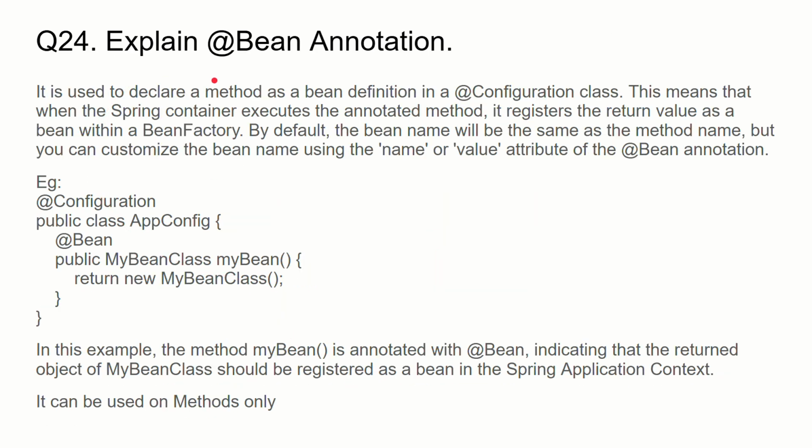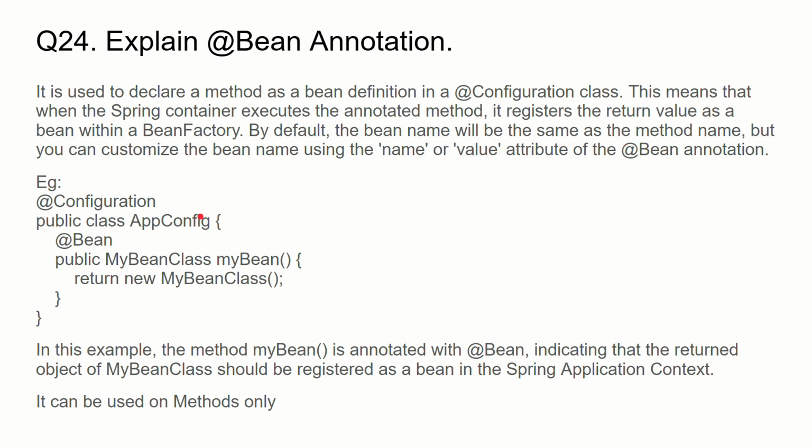Now explain the @Bean annotation. This can also be asked. It is used to declare a method as a bean definition in a configuration class. This we have already seen in the earlier slide. This means that when the Spring container executes the annotated method, it registers the return value as a bean within a bean factory. By default, the bean name will be the same as the method name, but you can customize it by using the name or value attribute on the @Bean annotation.